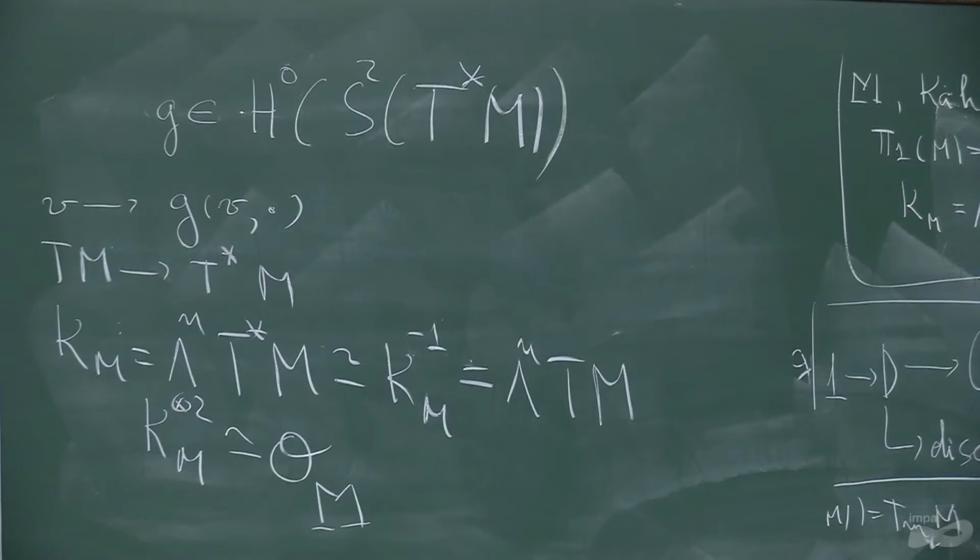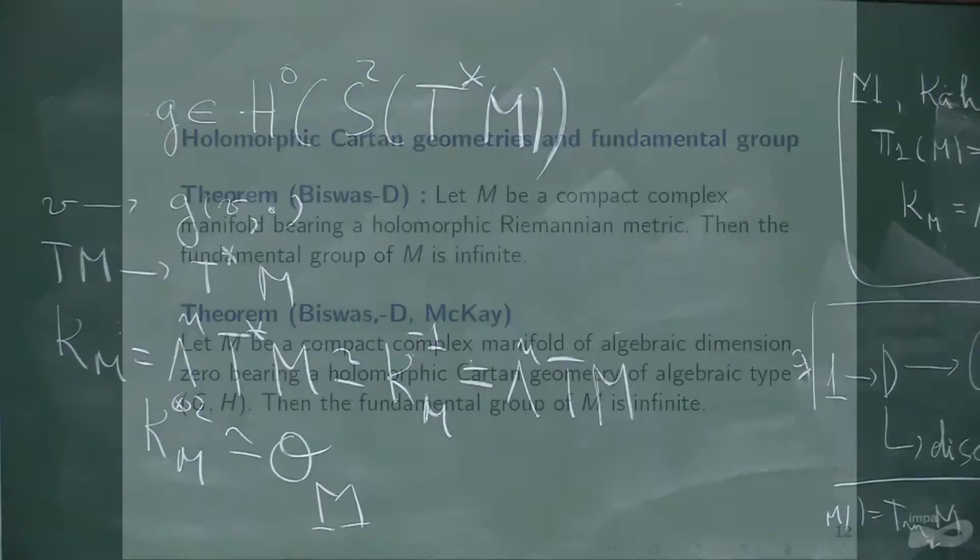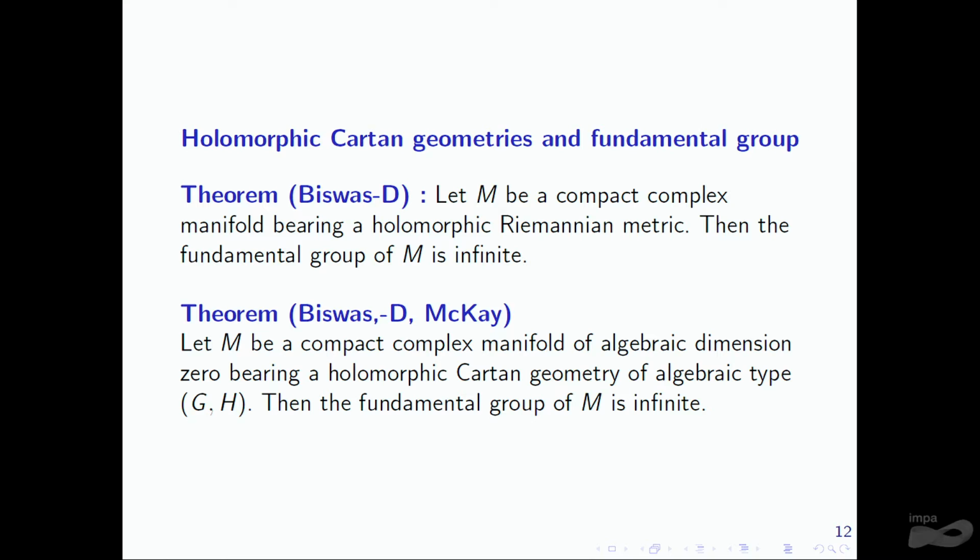I will show you a little bit why this is true. And a last result with Biswas and McKay shows that if the manifold is of algebraic dimension 0, so the only meromorphic functions are the constant ones, and moreover it is simply connected, it cannot admit this kind of Cartan geometry of algebraic type. Once again, if it's flat, your manifold will admit some dominant map into this algebraic space G over H, and you pull back meromorphic functions through the developing map.